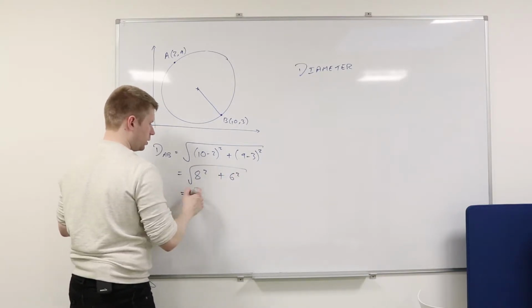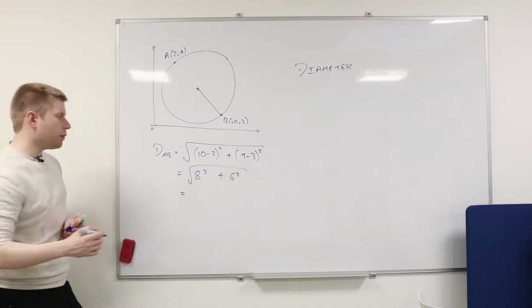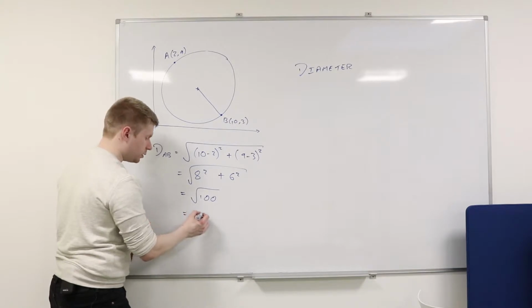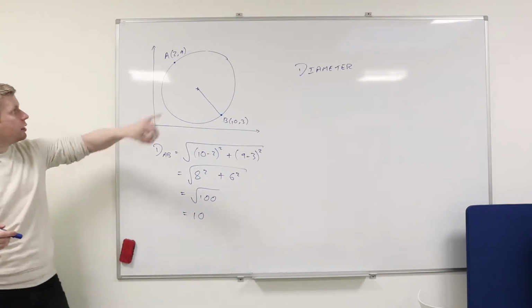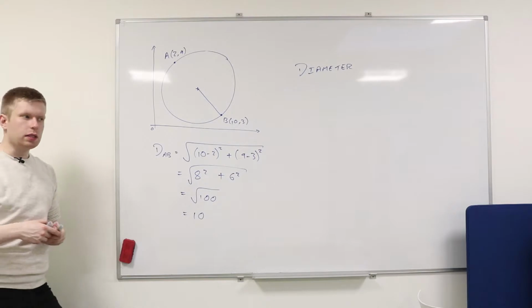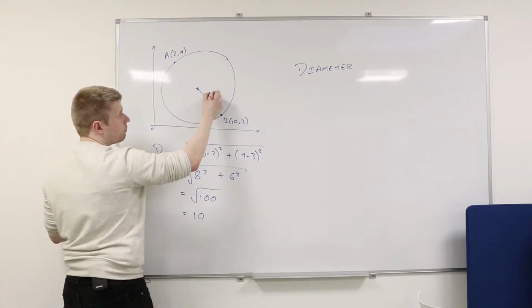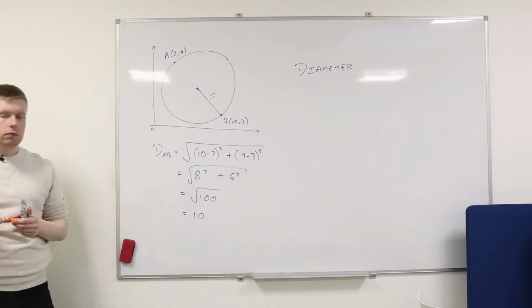Square root it. So 64 plus 36 makes 100. If you square root 100, what do you get? 10. Good, it's a nice rational number. So the distance from here to here is 10, which means that the radius is going to be 5, half as long. Does that make sense? Yeah.